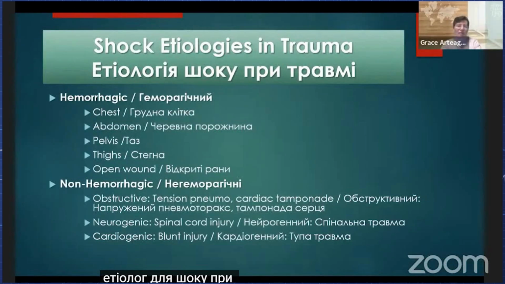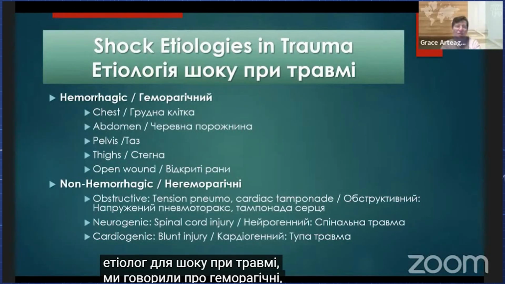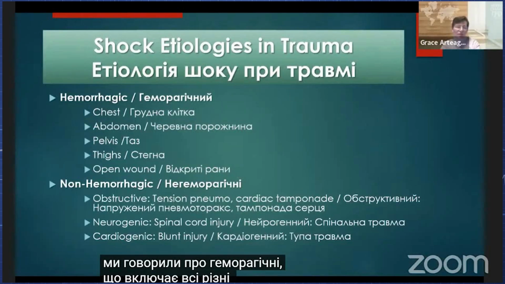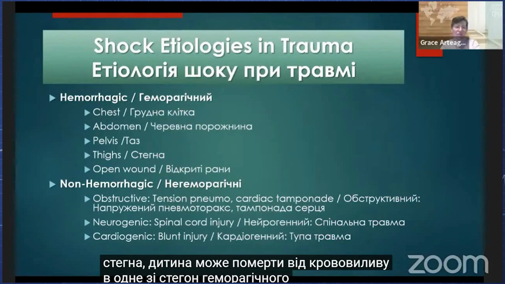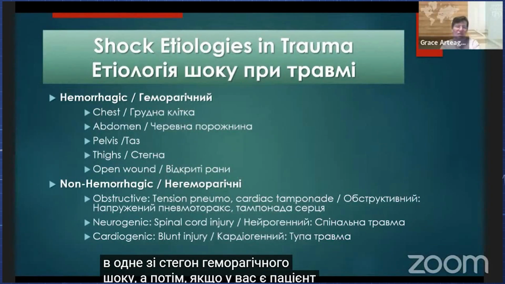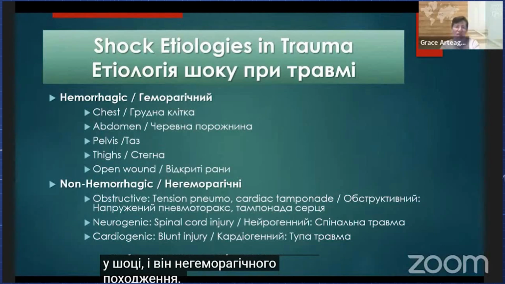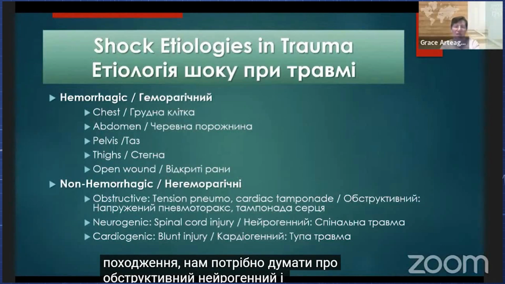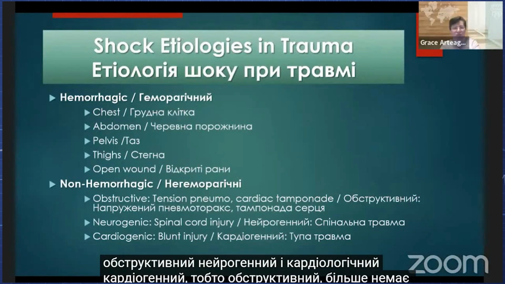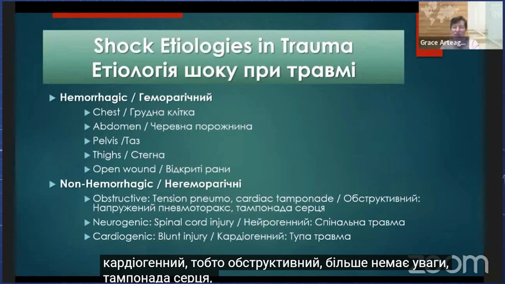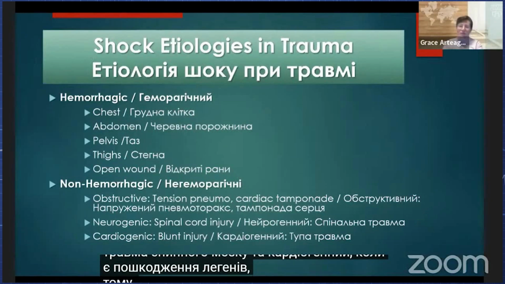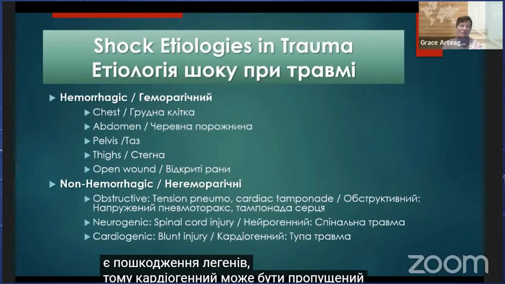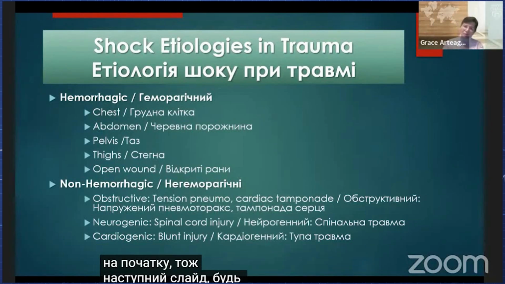So the etiologies for shock in trauma: we talked about the hemorrhagic ones, which include all the different areas. But think about the pelvis and the thighs. A child can die of hemorrhagic shock from a hemorrhage in one of the thighs. And if you have a patient in shock that is non-hemorrhagic in origin, we need to think about obstructive, neurogenic, and cardiogenic. Obstructive: the tension pneumothorax, the cardiac tamponade; neurogenic: a spinal cord injury; and cardiogenic when there is blunt injury. So cardiogenic might actually get missed at the beginning. So then, next slide, please.